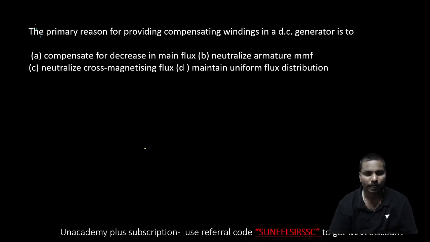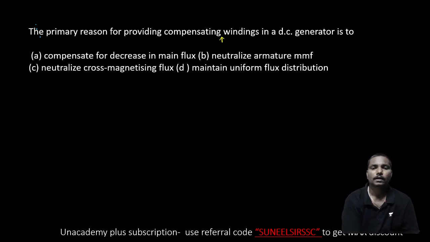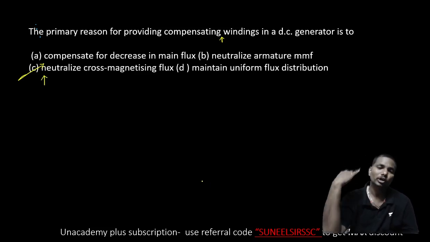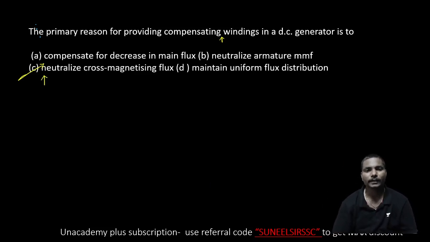Coming to the primary reason for providing compensating winding. With compensating winding also we can reduce the cross magnetization effect, and it also helps commutation. So it neutralizes the cross magnetization effect. As cross magnetization effect is reduced, automatically sparking is reduced. Sparking reduces means commutation improves. Okay, coming to the next question.